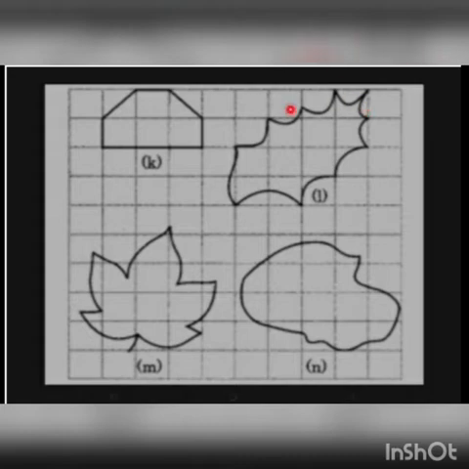Next figure is this leaf. First we are taking how many full squares are there? 1, 2, 3, 4 full squares are there. Now more than half, how many? 1, 2, and this also we can take, 3. Now half squares, how many? 1, 2. The rest we can leave because they have only small portions.